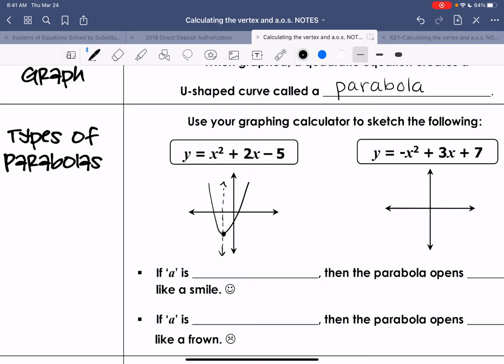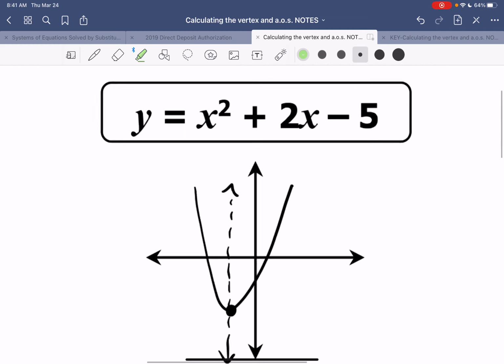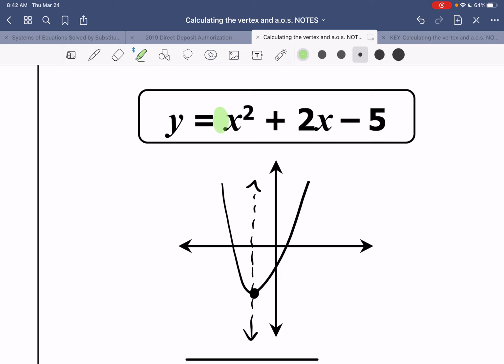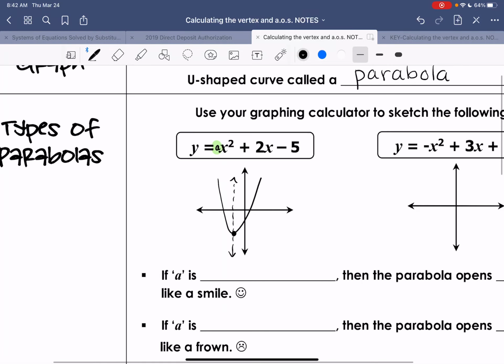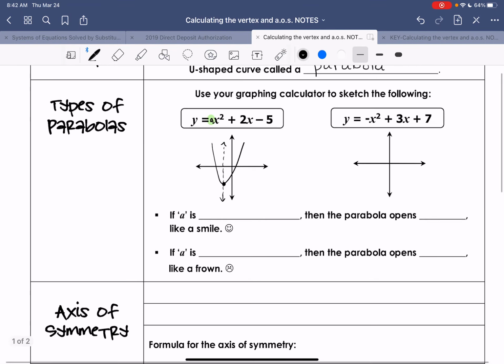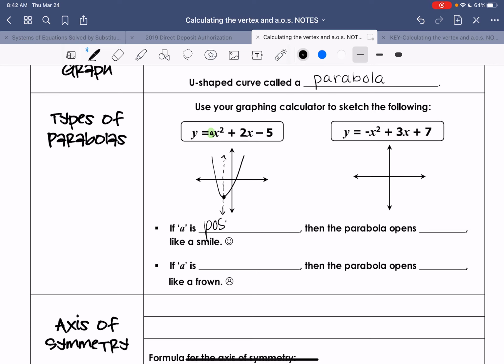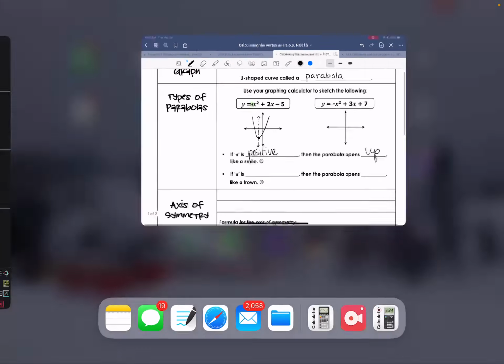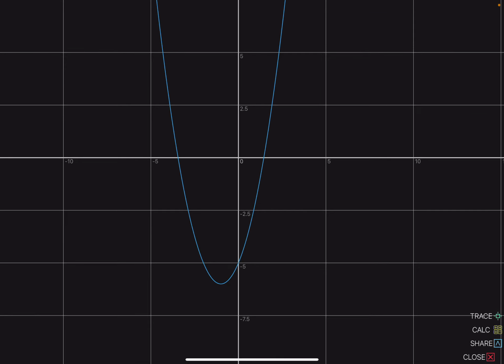So remember, A is the number. If I were to look at this little green spot, remember there's an A here, but if it's a 1, we're not going to see a number. So if A is positive, then the parabola opens up like a smile. So, all right, let's go ahead and go back to my graphing calculator.